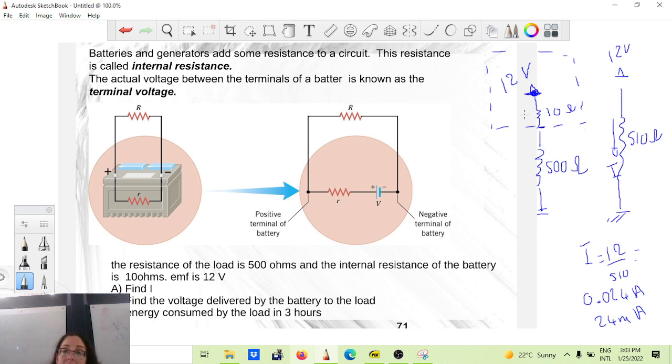So once you have found I, you take one step here, so 0.024 amps. And then you can find the voltage drop. Okay, so the voltage drop here is going to be 500 times 0.024. No, it's not 500. Oh, I thought it was 510 here. No, it's 500 here. I made a mistake. So 12 divided by 500. No, it's 0.024. No, it was 510. Okay. Yeah, that's 510.